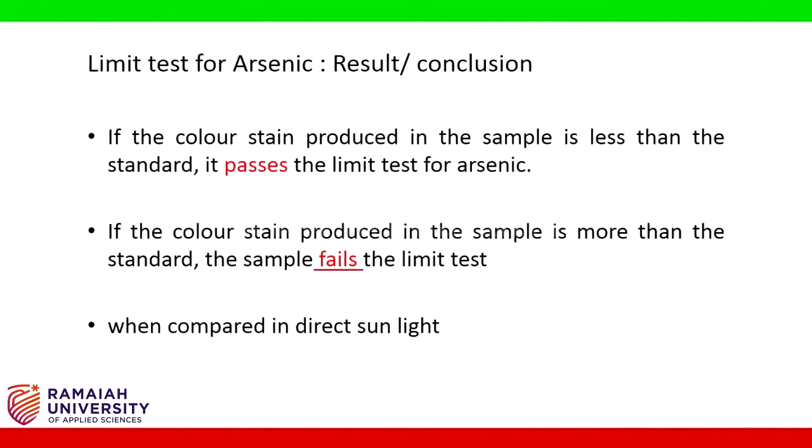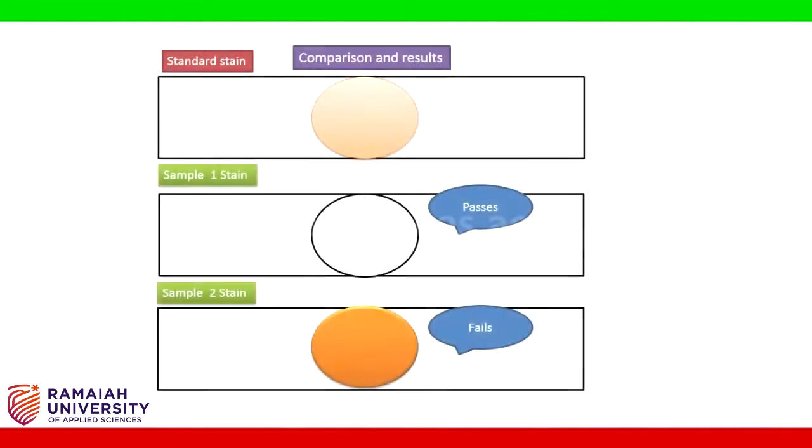Result or conclusion: if the color stain produced in the sample is less than the standard, it passes the limit test for arsenic. If the color stain produced in the sample is more than the standard, the sample fails the limit test when compared in direct sunlight. The slide shows how to compare and give the results if the sample is a passing sample or a failing sample.